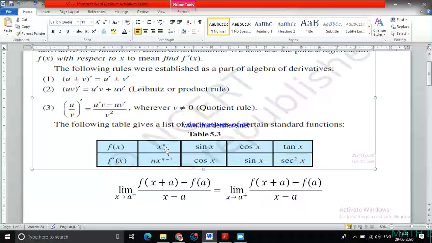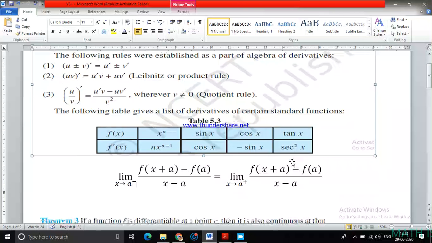Then we have some x power n differentiation. If the function is x power n, the derivative of x power n is n into x power n minus 1. Sine derivative is cos, cos derivative is minus sine, tan derivative is sec square, sec derivative is sec x tan x, cot derivative is minus cosec square x, and cosec derivative is minus cosec x cot x. Like this, the derivative of e power x is e power x, and the derivative of a power x is a power x log a. These are the formulas we discussed.